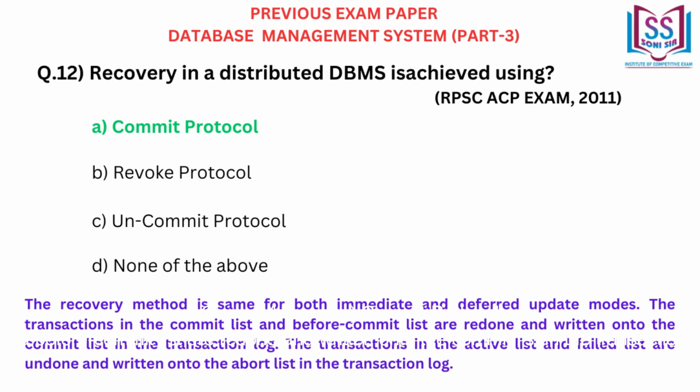The recovery method is the same for both immediate and deferred update modes. The transactions in the commit list and before commit list are written onto the commit list in the transaction log. The transactions in the active list and failed list are undone and written onto the abort list in the transaction log.